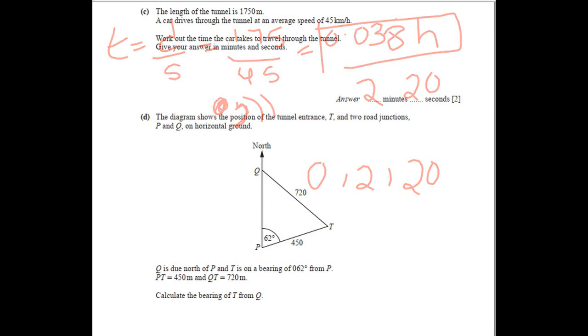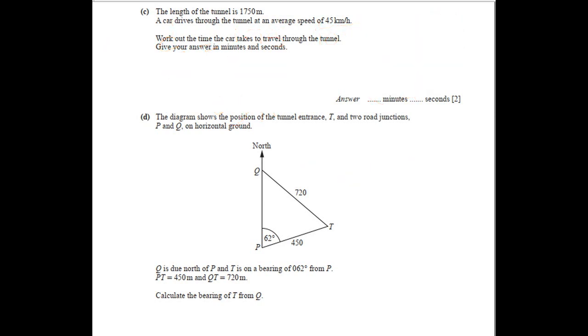Alright. Part D. We're given some information and we're asked to find the bearing of T from Q, which means north on Q, which is already there, and clockwise angles from this north towards line TQ. So we need this angle. For this, we can find this angle first and subtract it from 180.